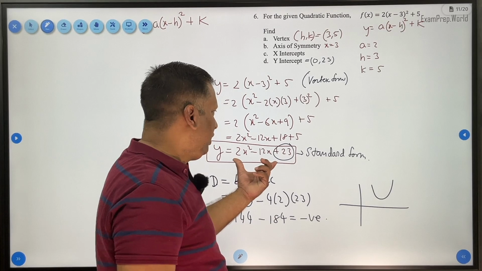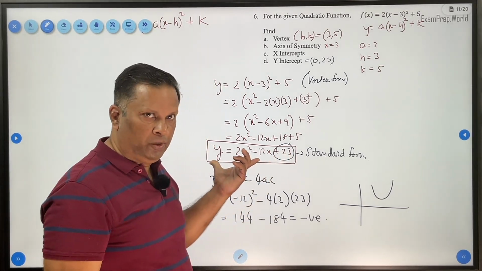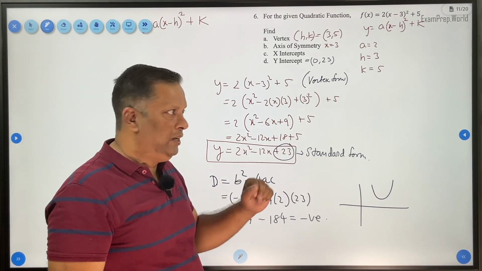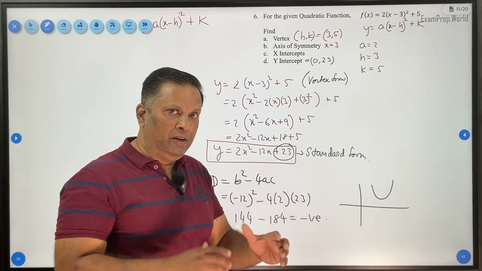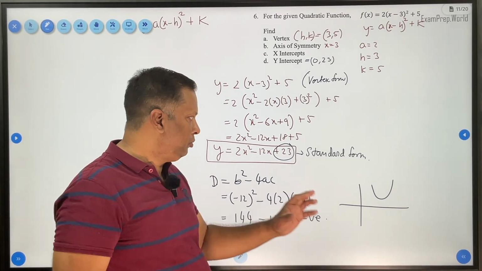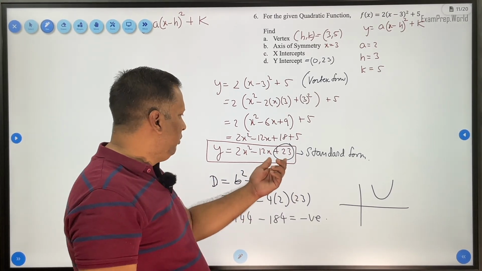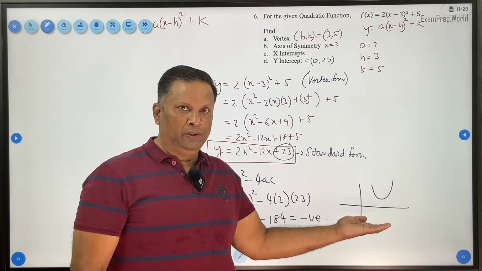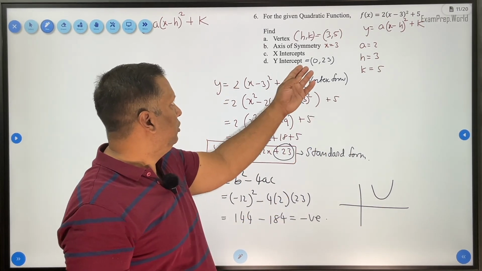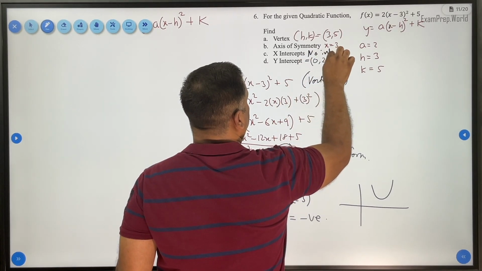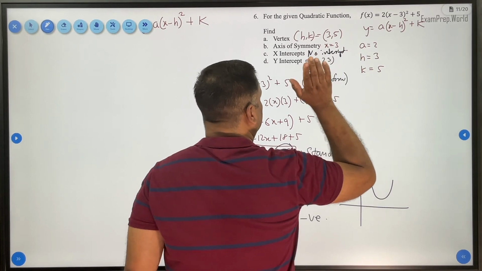Many kids will try to factorize and waste their time. Don't waste your time. Whether something is factorizable or not, you can always find by finding the value of d. If d is a perfect square number, then you can factorize. Otherwise it is not possible. And the moment you find d and it is negative, you know that it doesn't have an x-intercept. So you write here: no x-intercept. That's it, done.